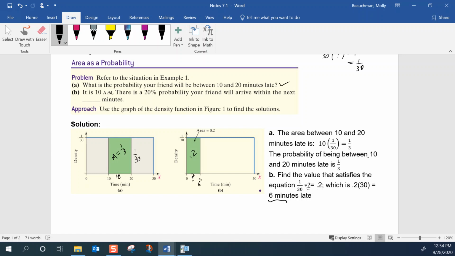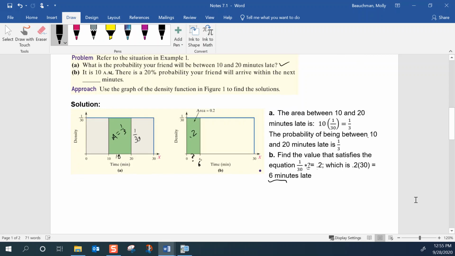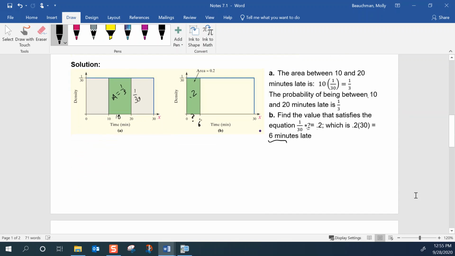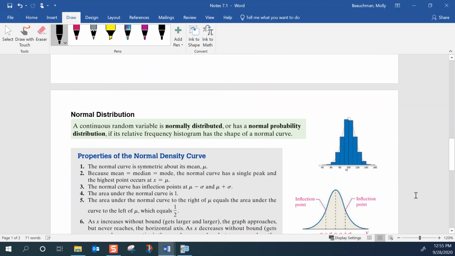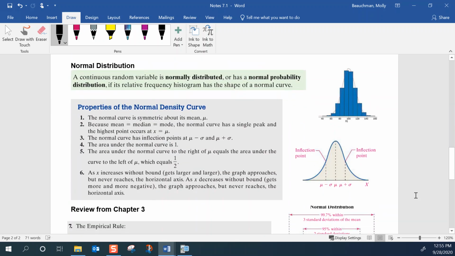So that's uniform. You'll have one of those on the homework, but by far the homework will have more problems about normal distribution. This was just an example of a continuous probability distribution that wasn't the normal. Next is normal distribution. This is what we'll be focusing on for most of the course from now on out.